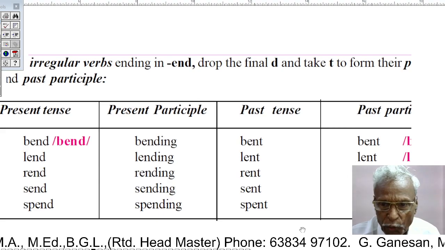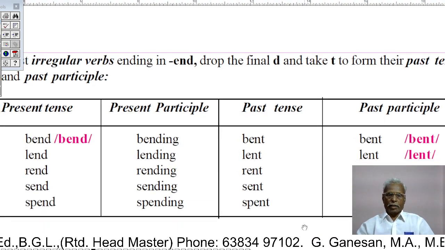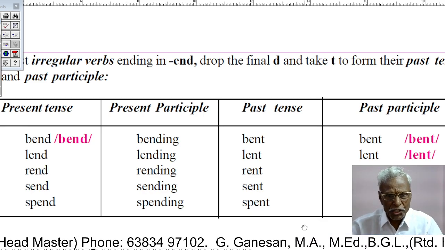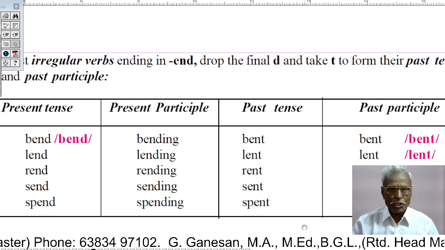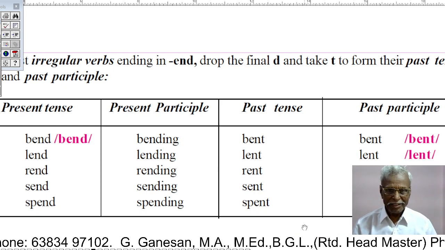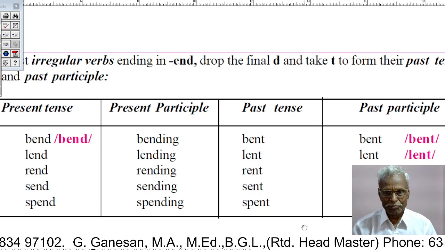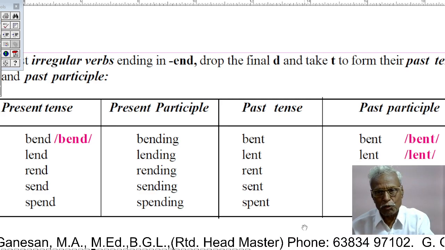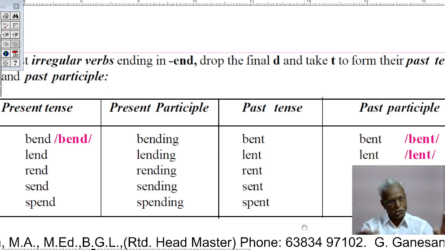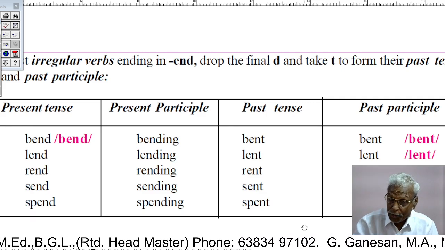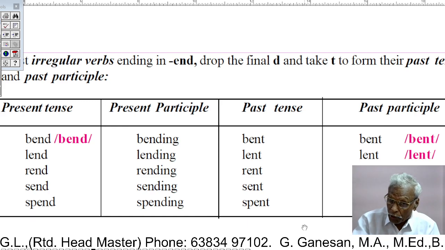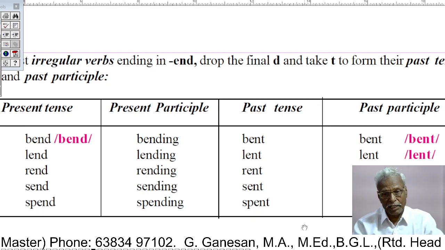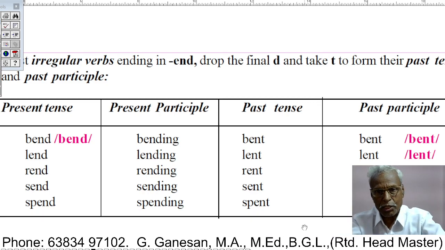Let us see the seventh way of forming past tense and participle under class 2. And this is very easy and very important. Some irregular verbs ending in END drop the final D and take T to form their past tense and past participle. It is very simple. Most of the irregular verbs ending in END drop the final D and take T to form its past tense and past participle.